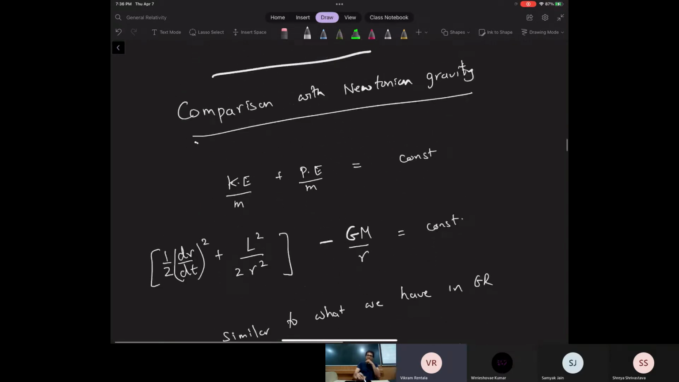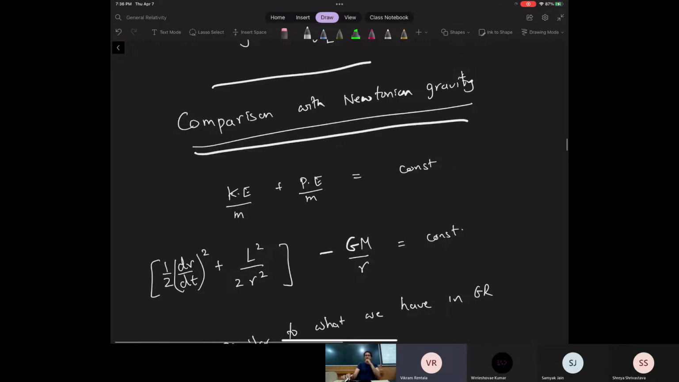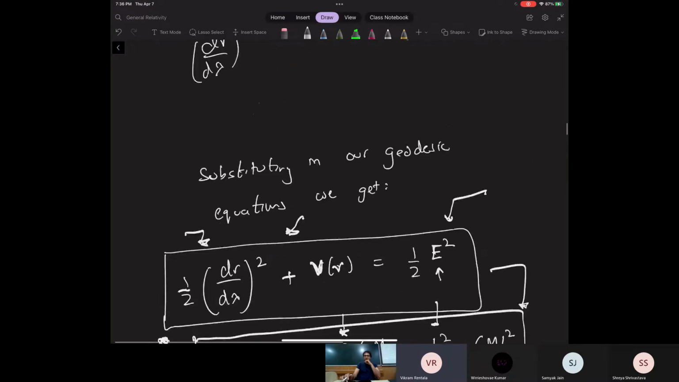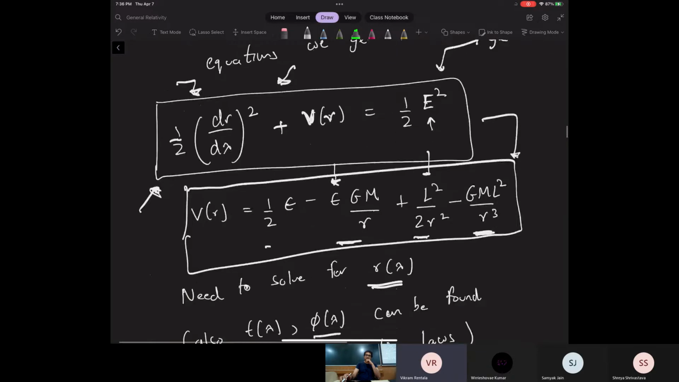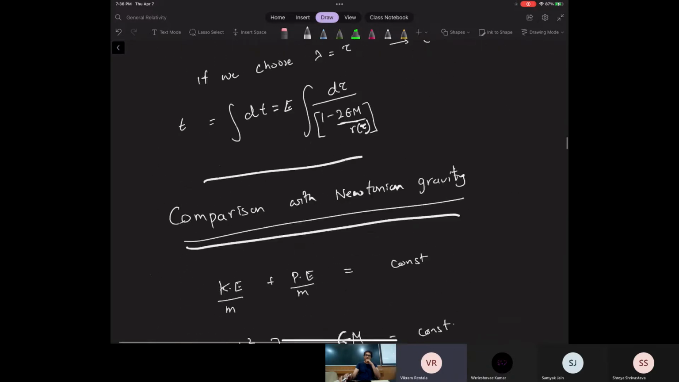Okay, now let's make a comparison. Before we actually solve this equation, let's make a comparison with Newtonian gravity. Remember that first of all, this is an exact solution to Einstein's equations. It is an exact geodesic solution. We have an exact metric, and this is the exact geodesic that the particle follows. Now let's compare this with our expectation in Newtonian gravity.